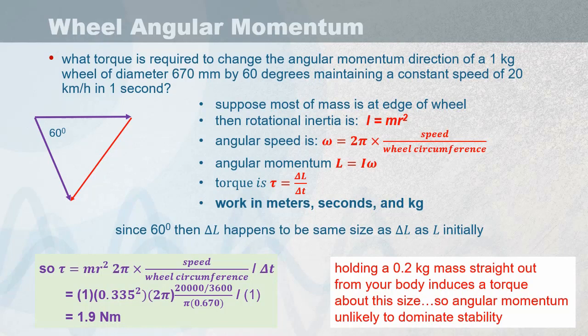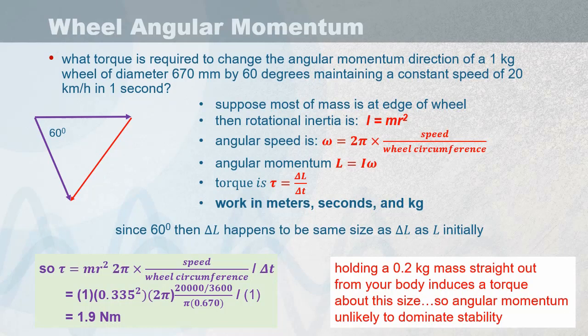Angular momentum is equal to the rotational inertia times the angular speed. So we need to calculate the angular speed. That's usually given the symbol omega, and that's equal to, in this case, 2 pi times the speed of the bicycle divided by the wheel circumference. And then combining that rotational inertia I and angular speed omega will allow us to calculate the magnitude of the angular momentum, L. And that in turn will tell us what kind of torque is needed to change the angular momentum by the amount suggested and in a time of 1 second.